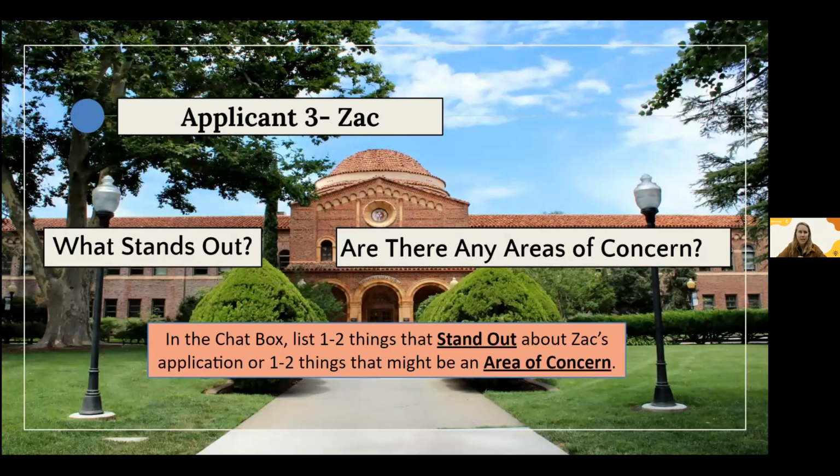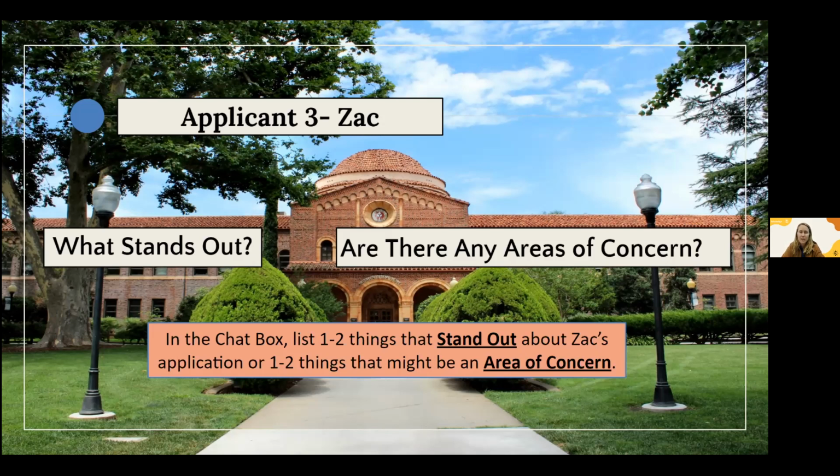What do you think stands out for Zach? What are some areas of concern? What are some things that stand out? Think about their courses, their major, the GPA. Does it fall within the profile? Personal situations, family, athletics, things like that. So what do y'all think?